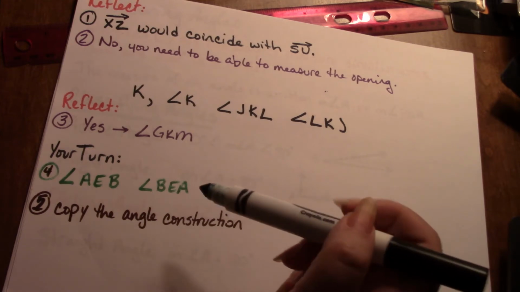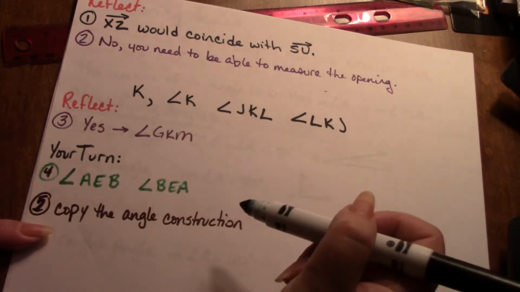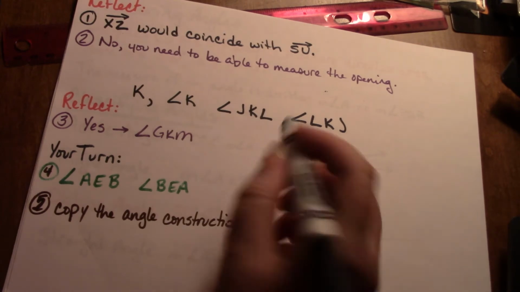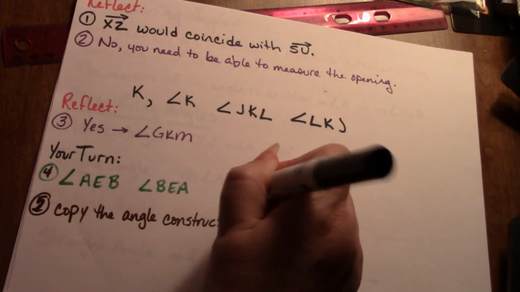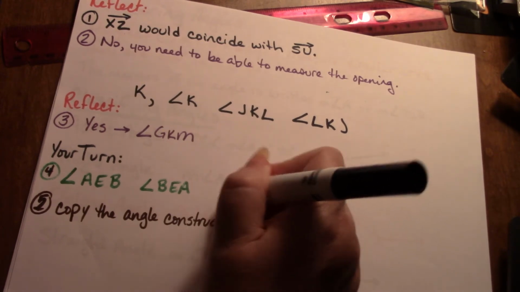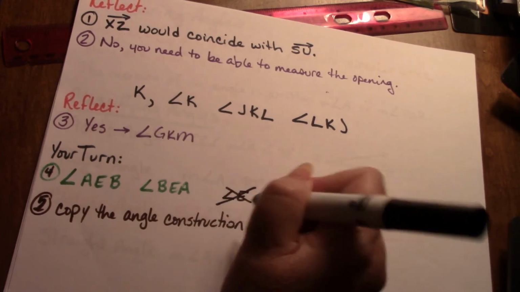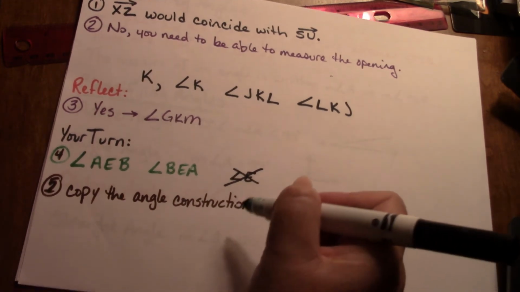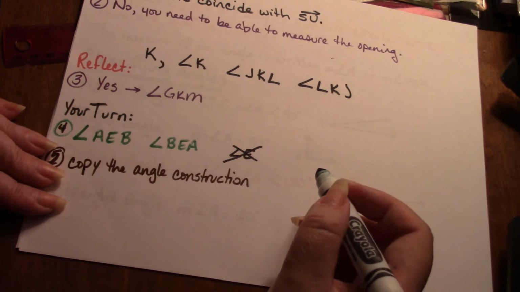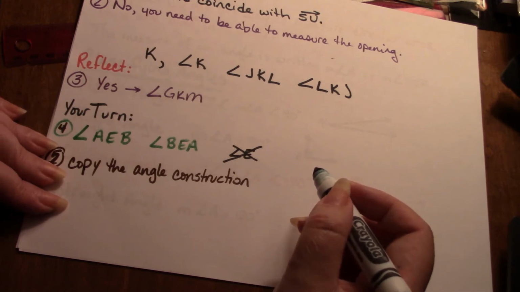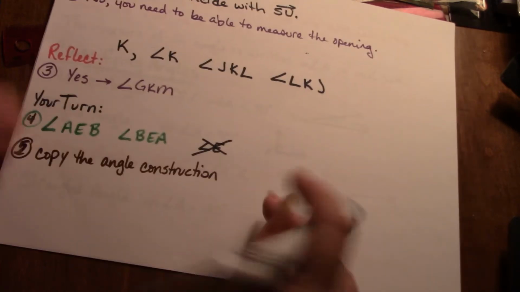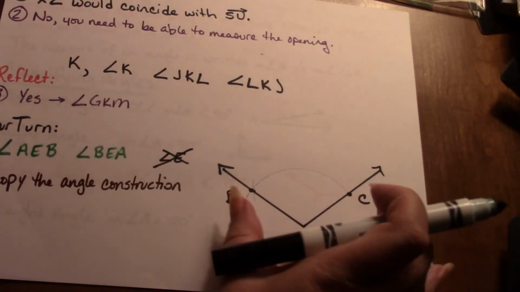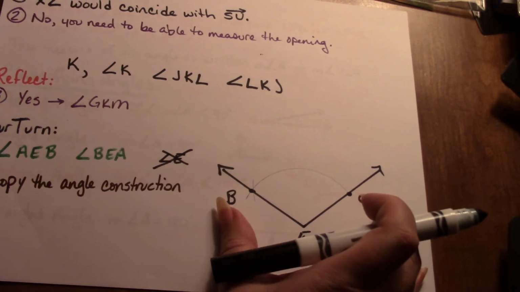Angle number 2 can either be angle AEB or angle BEA. But I can't call it angle E because that indicates too many things. So that doesn't work. These are the only 2 things you can call it. And copying angle BEC should look like this. Please let me know if you have any questions or issues with this kind of construction.